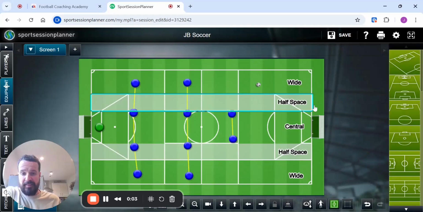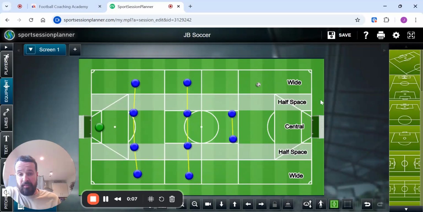Today we're going to talk about defending as a unit and being compact, and how we defend as an 11 against the opposition. First thing I want to talk about is just areas and lanes of the pitch, because I think this is a really good reference guide to use when you're defending.